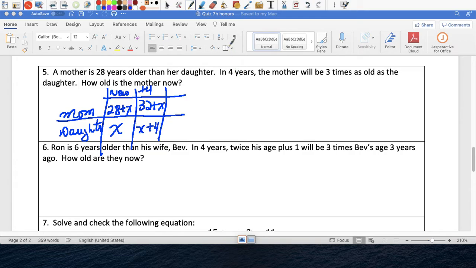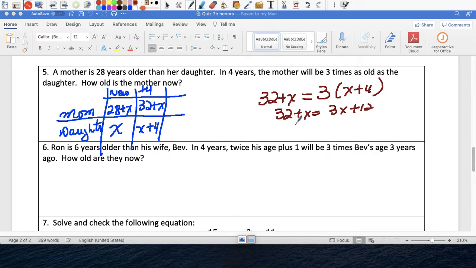Now, using the relationship in 4 years, we can set up the equation. In 4 years, the mom, which is 32 plus x, that's how old she is, will be 3 times as old as the daughter, which is x plus 4. So that's my equation: 32 plus x equals 3x plus 12. Minus x on both sides.